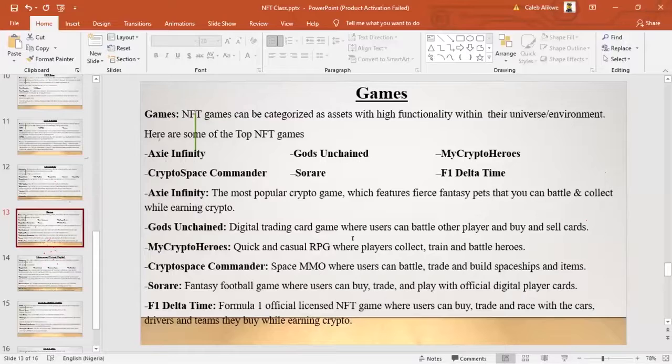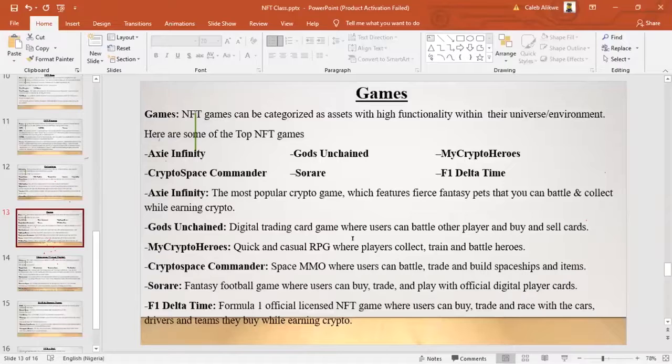Axie Infinity is the most popular crypto game, featuring fierce fantasy pets that you can battle and collect while earning crypto. AXS is the official token for Axie Infinity. And while you play the Axie Infinity game, you can earn SLP. SLP is Small Love Potion. There's also a token that has been doing well over the last couple of days.